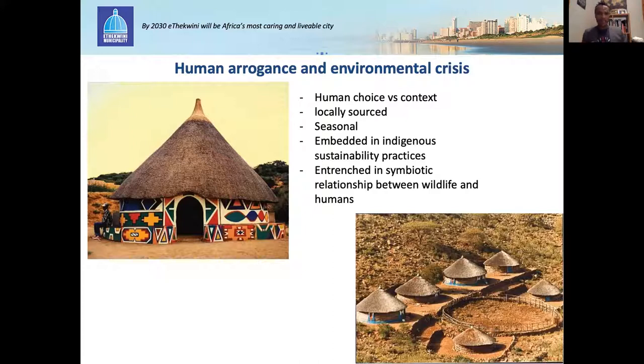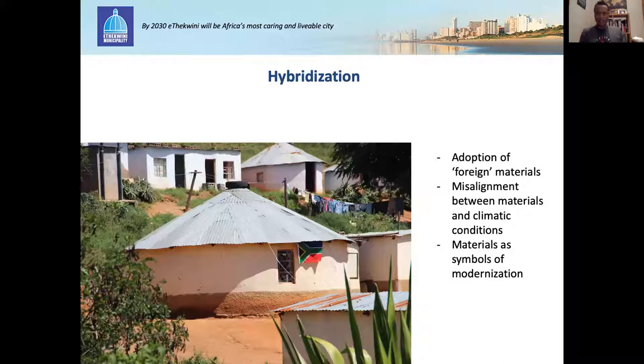But what has changed? What has happened over time to get us where we are? So my next argument is this hybridization process, as it started to happen in the South African context. And this is a photo that I took in what we call the peri-urban communities of eThekwini Municipality. It's a municipality of about 4 million people, about 3.9 to be precise.